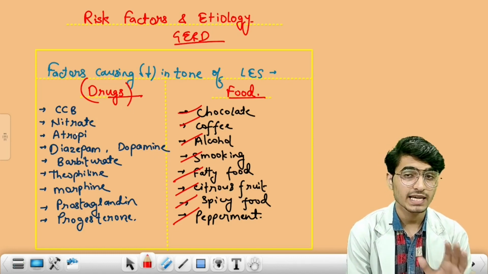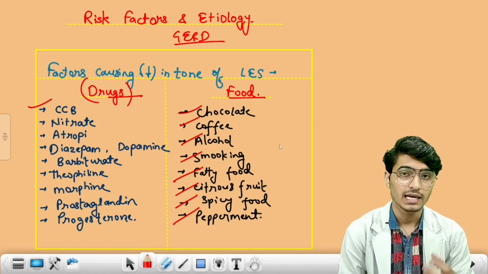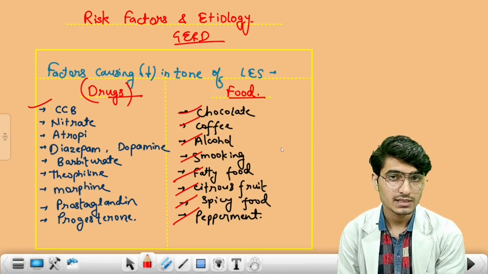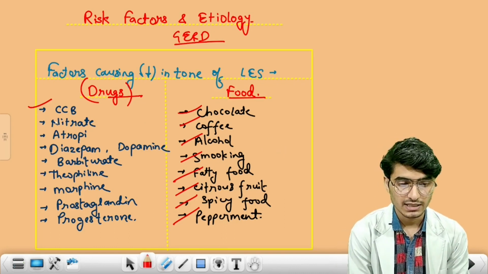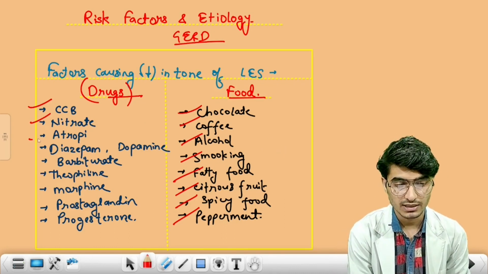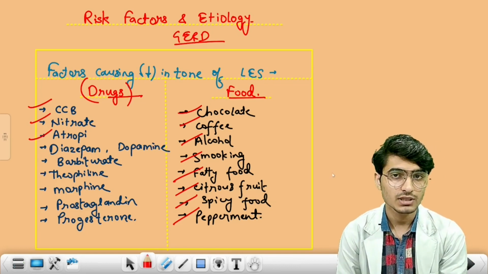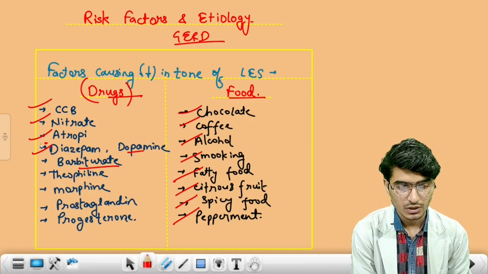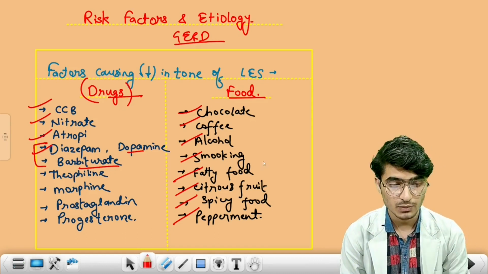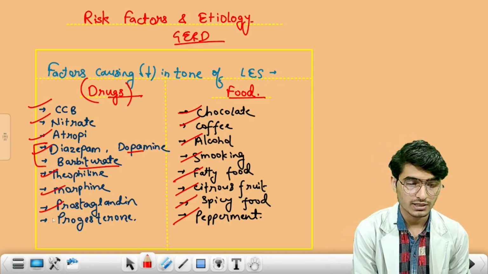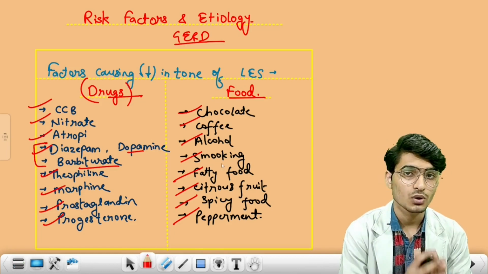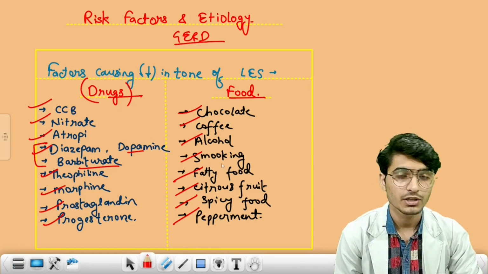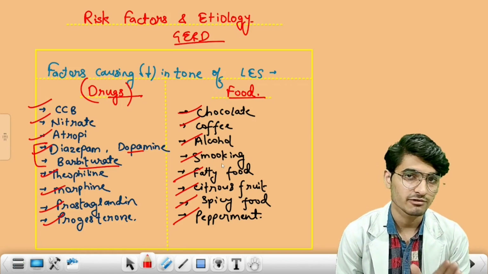Number one is calcium channel blockers, which relax the LES, thereby causing reflux. Nitrates cause the same, and atropine, the M3 antagonist, causes the same thing, and diazepam, dopamine, barbiturates, these cause reflux as well, and theophylline, morphine, prostaglandin, and progesterone also cause reflux of gastric content into the esophagus, the same etiological factors, right?